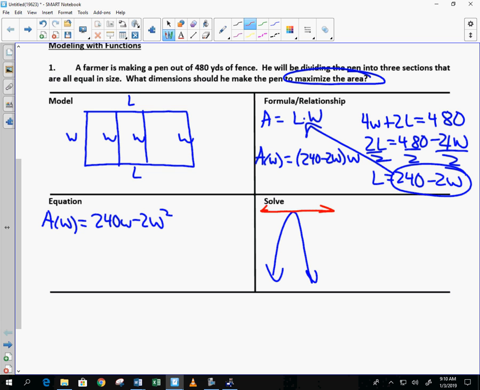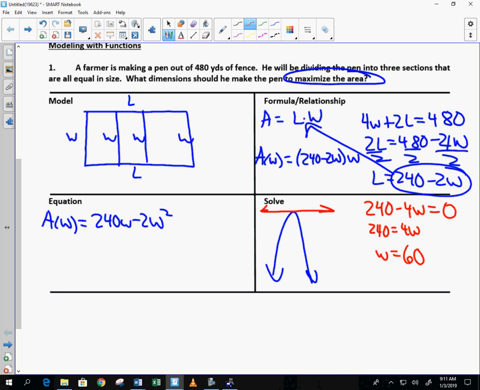So take the derivative. What's the derivative? 240 minus 4w is equal to 0. So if you did negative b divided by 2a, which is the formula for the vertex of a parabola, you could do that as well. But I'm going to do 240 minus 4w is equal to 0. And I get 240 is equal to 4w, or w is 60.